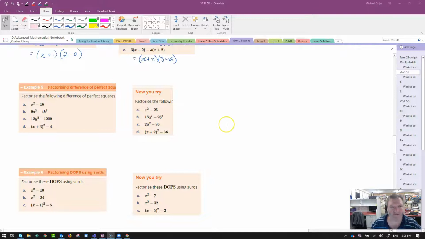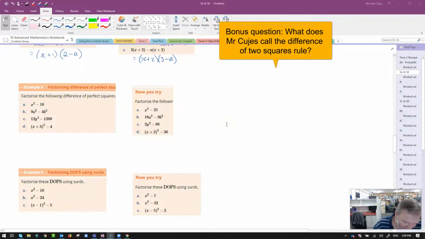Moving on. Our favourite rule in maths, difference of 2 squares. This is going to be so much fun. What do we remember here? 16 is just 4 squared, so this becomes x plus 4 multiplied by x minus 4.